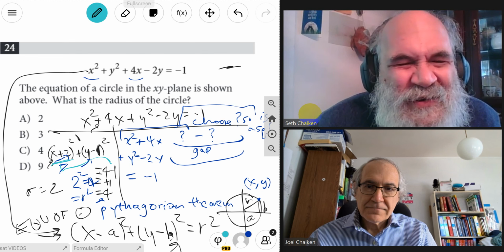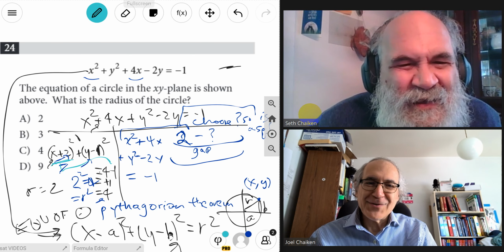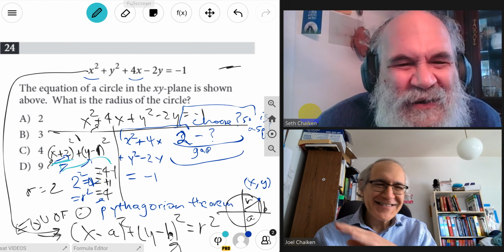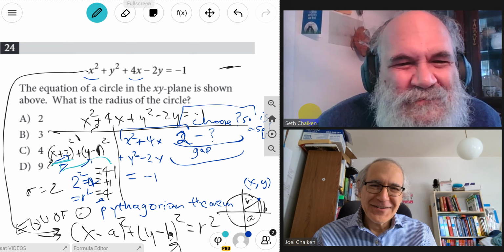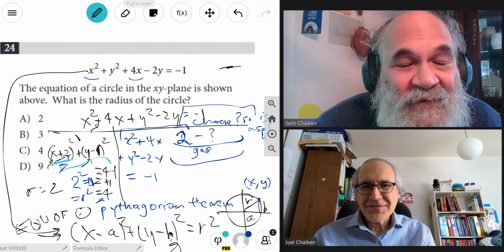You realize that if you put a 2 here, I'm sorry, if you put a 4 here, then it will be a square of the form x plus 2 squared. It's a 4, not a 2. Oh, it's a 4. Okay. You're right. You have to be careful.